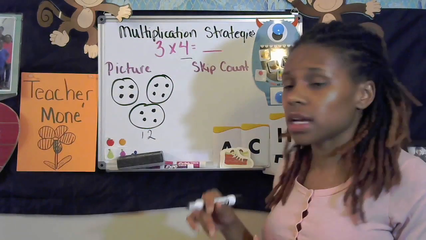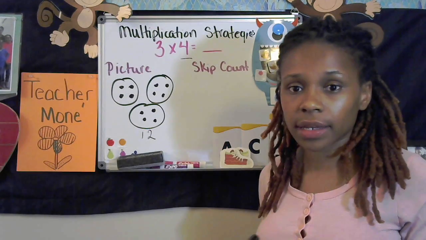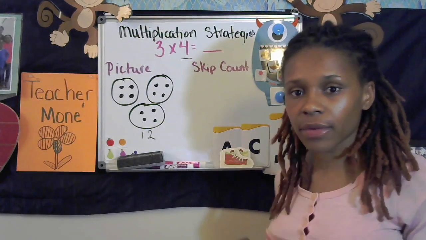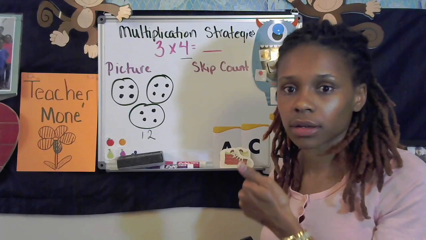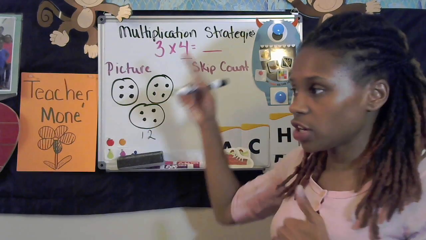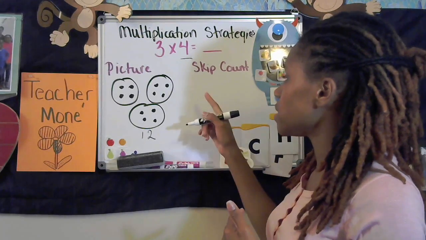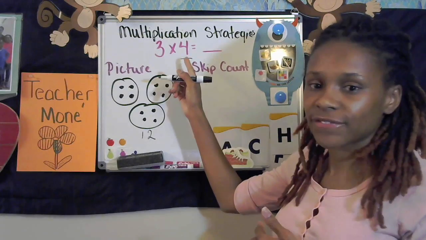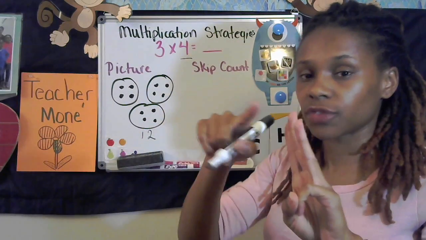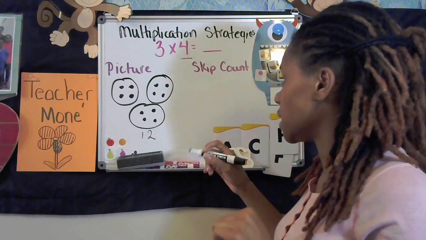The second strategy is skip counting. All right? So, skip counting, they're going to have to know how to count by 3s. If they don't know how to count by 3s, they should know how to count on. Alright? So, again, we're making 3 groups of 4. Okay? So, that means we are going to count by 4 how many times? 3 times. Because each 4 is a group of 1 group. We should have 3 groups in the end.